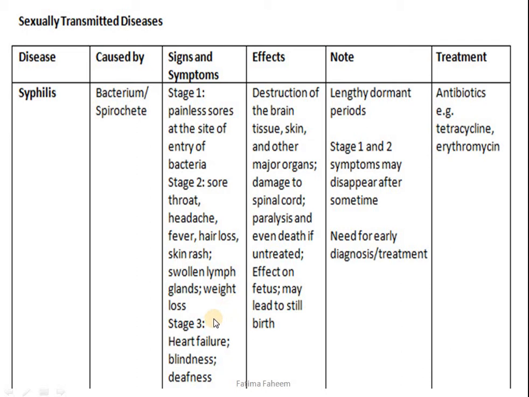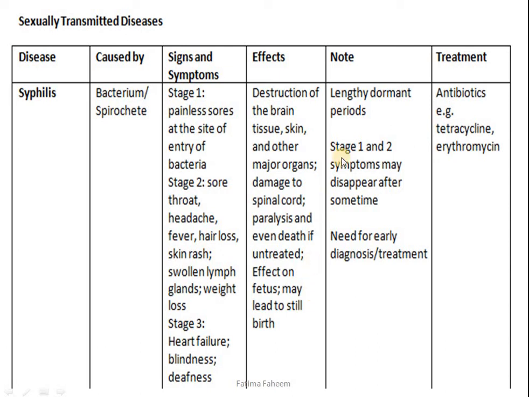quite an advanced stage where we see organ damage, heart failure, blindness and deafness. The effects include destruction of brain tissue, skin and other major organs, damage to the spinal cord leading to paralysis and even death if untreated. Effect on the fetus will be seen and it may lead to stillbirth as well.